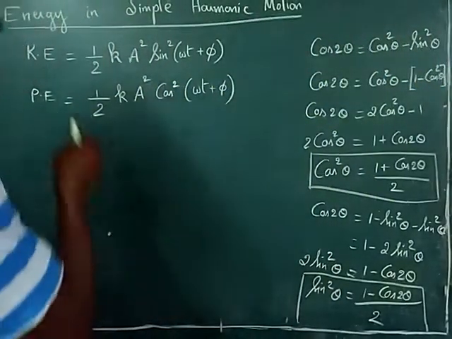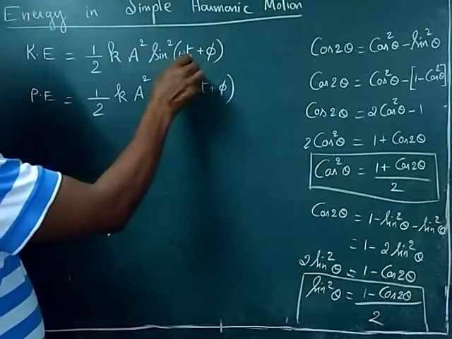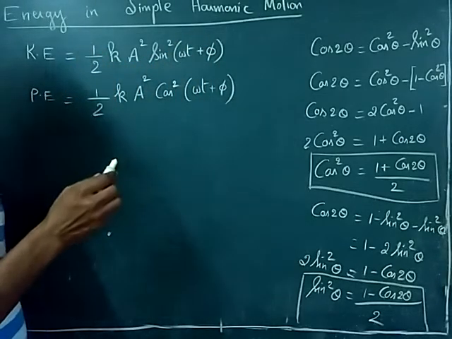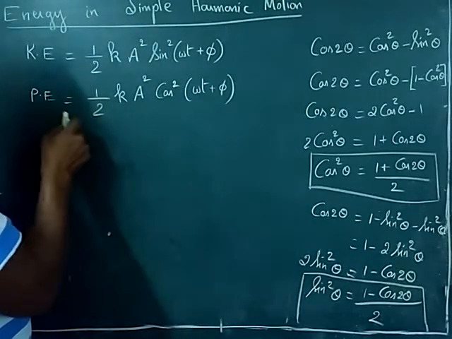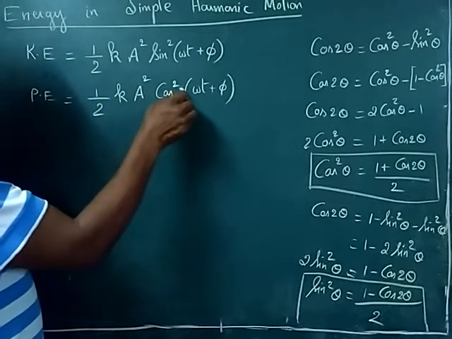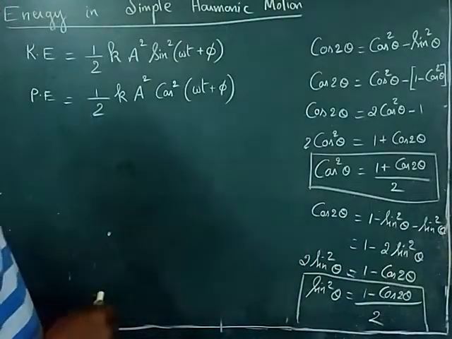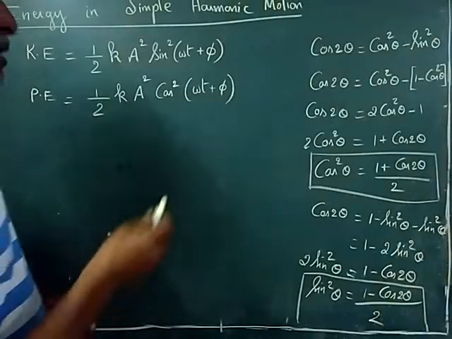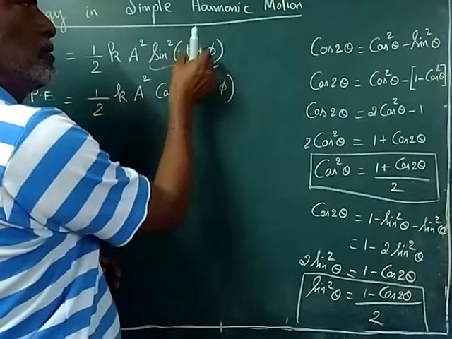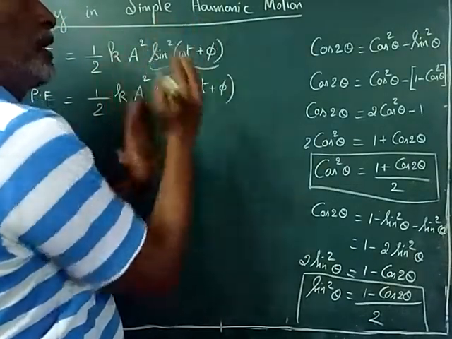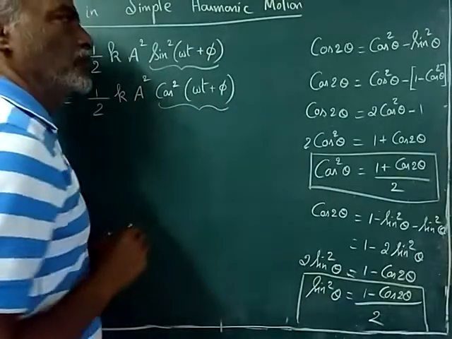So we have kinetic energy is equal to half k a square sine square omega t plus phi. Here k is the spring constant, a is the amplitude. Potential energy is half k a square cos square omega t plus phi. So these two equations we have seen already. Here if you look into the equations, you have sine square omega t plus phi, and here cos square omega t plus phi.